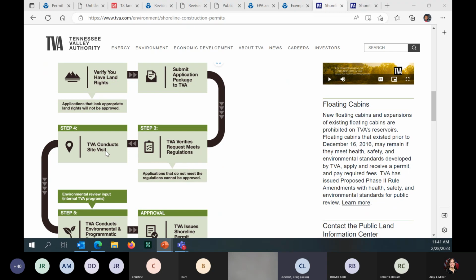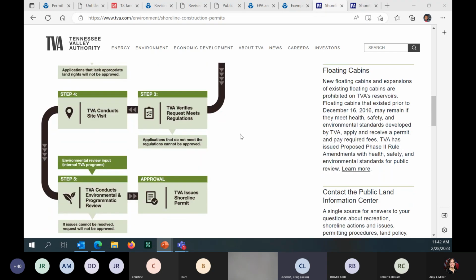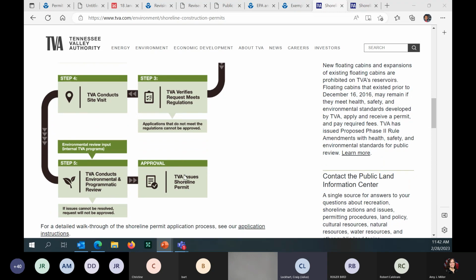Then TVA conducts a site visit. They come out to your property to verify what you're going to be building, whether that's a boat ramp or a dock. The other thing: floating cabins are no longer allowed on TVA reservoirs, effective, I think, everything after December 16, 2016. If you had one before that, you're set, as long as you meet the health and safety requirements. But anything new, including floating cabin expansions, is prohibited on TVA reservoirs, effective December 16, 2016. Then in step five, they conduct an environmental program review and issue a shoreline permit.